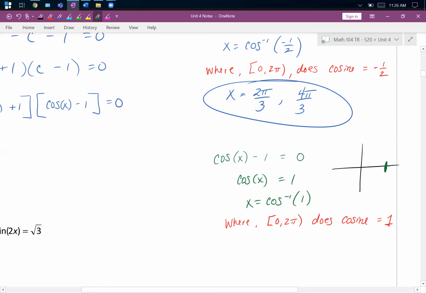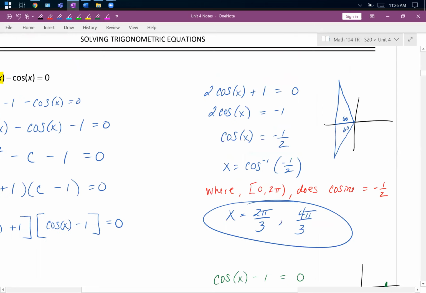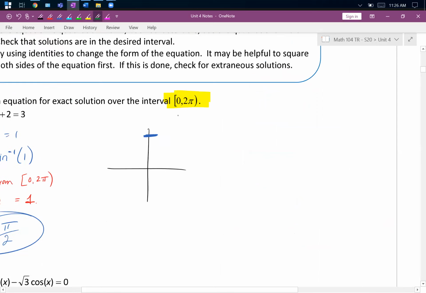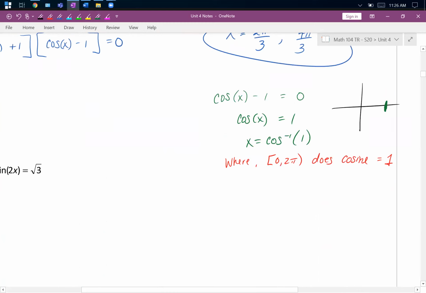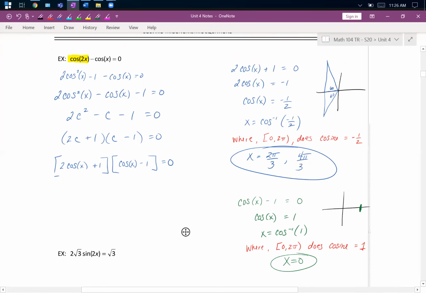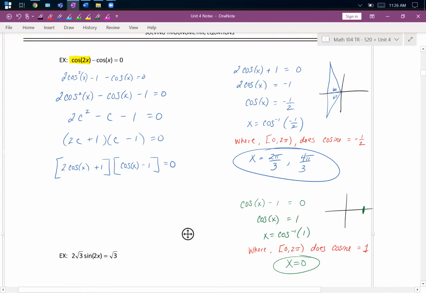Now you got to be careful. I would glance back at the directions and see whether we're supposed to include 0 or 2 pi, because we know that this is both, right? 0 and 2 pi. So if we go back to the directions, it says include 0, exclude 2 pi. So I want my answer to be 0 here. So there we go, 3 answers. Questions, anybody?